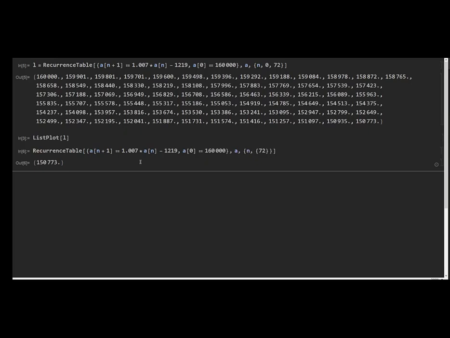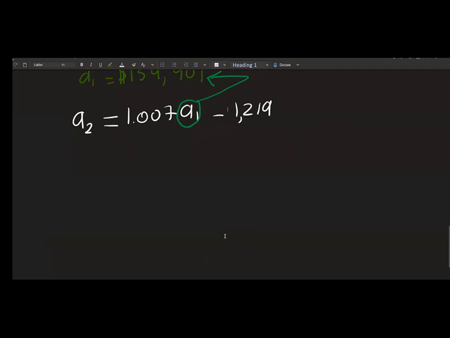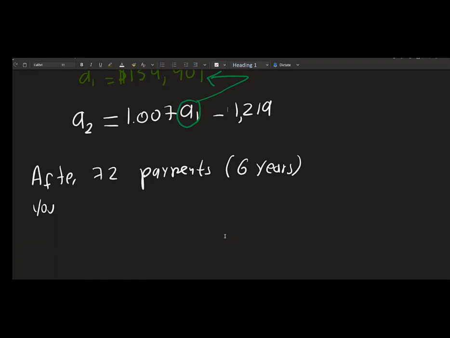So let's put this as an answer here. After 72 payments, which is about 6 years, how much do your parents still owe? What was the number? Can somebody tell me? 150,773. Correct.